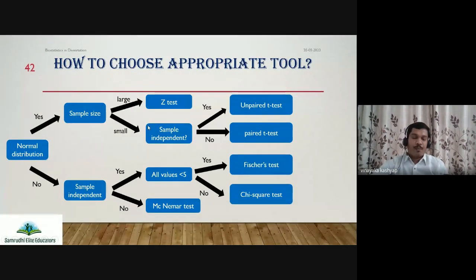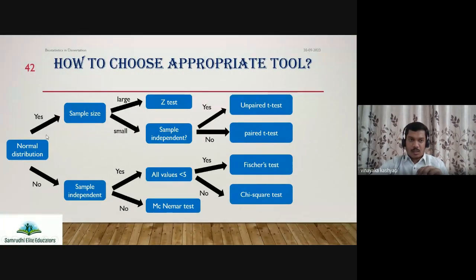But I will tell you, the most common tools we use are Z test, T test, or chi-square test. And one more is the ANOVA test, because ANOVA will give you multivariate analysis. That is, we can compare 5 parameters at a single point of time. So we take the ANOVA test. This is how you choose a particular tool.